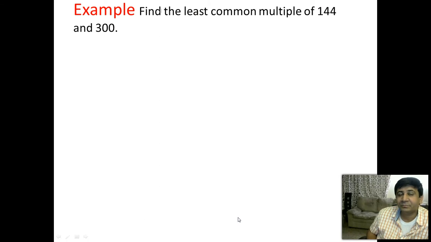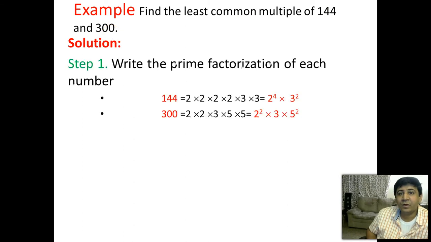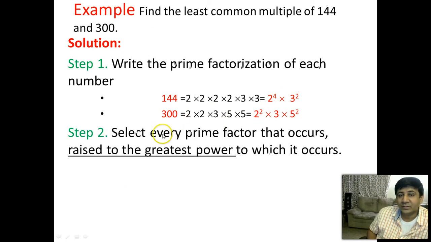Look at an example. Suppose you want to find the LCM of 144 and 300. Find the factorization of 144 and 300. We have this one for 144, this one for 300. Write them in exponent form, as we talked about. Now what are you doing? You select every factor here that occurs, raised to the greatest power.